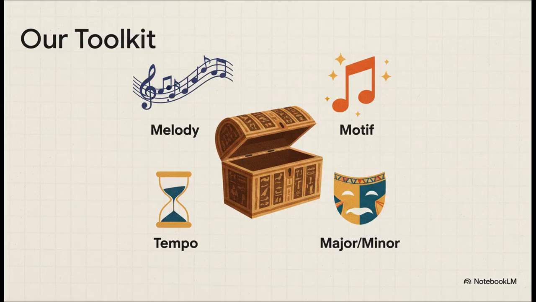And there you have it. Our toolkit is complete. Let's do a quick recap. We've got our melody, which is the tune, our motif, the little core idea, our tempo, which is the speed, and our choice of major or minor for the mood. With just these four tools, we are ready to start building something.